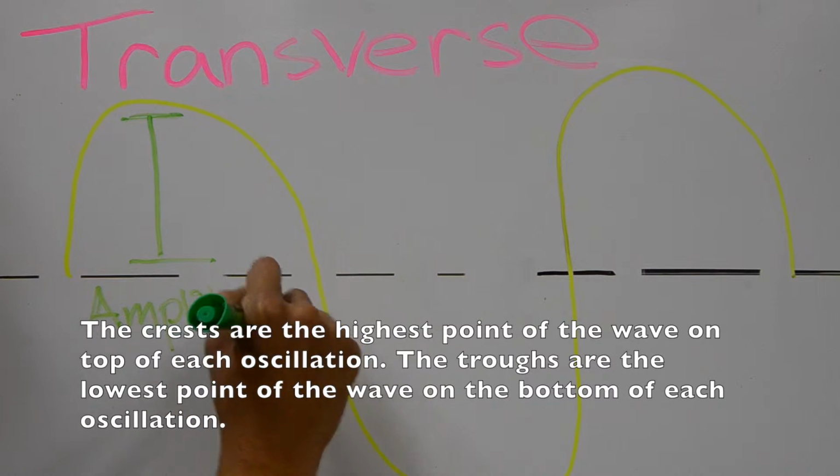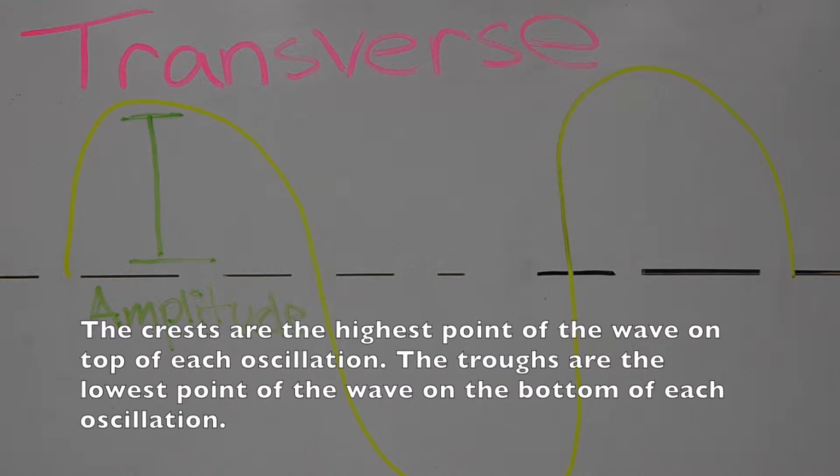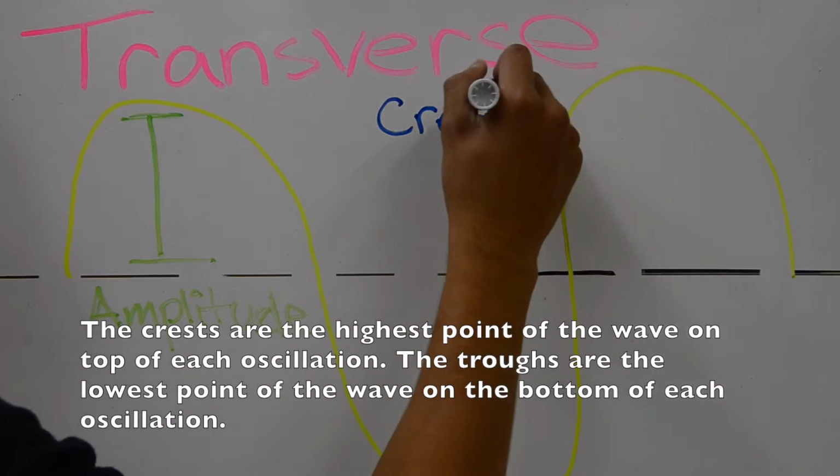The crests are the highest point of the wave on top of each oscillation. The troughs are the lowest point of the wave on the bottom of each oscillation.